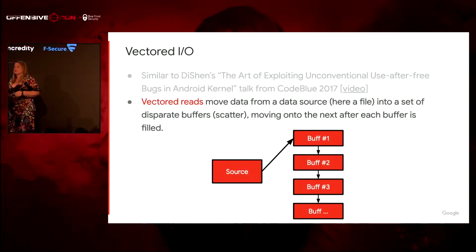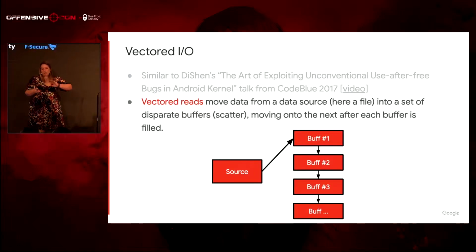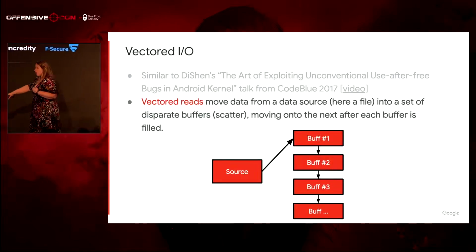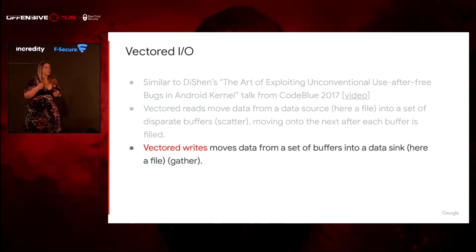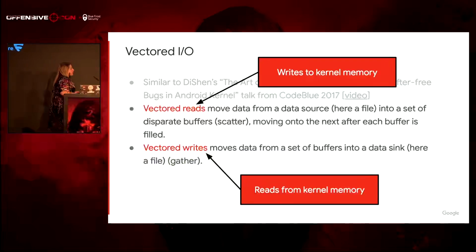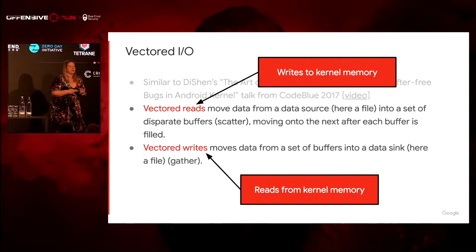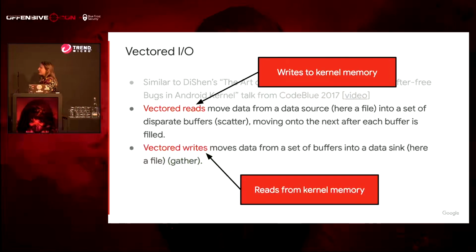We are using it because we need a way to reallocate something we control over that now freed binder thread struct. And so the way vectored I/O works, very briefly, is that with a vectored read, you're taking data from a source, it could be a socket, a pipe, etc. We're using a file, and we will scatter it to disparate buffers in memory. And those disparate buffers are described by a certain struct, which we'll get to. Vectored writes, on the other hand, take data from disparate buffers and put it into a data sink, in our case, a file. So although vectored reads and vectored writes, in our situation and how we're trying to read and write to the kernel, are actually the opposite: we use the vectored read to do a kernel write, and we use the vectored write to do a kernel read.